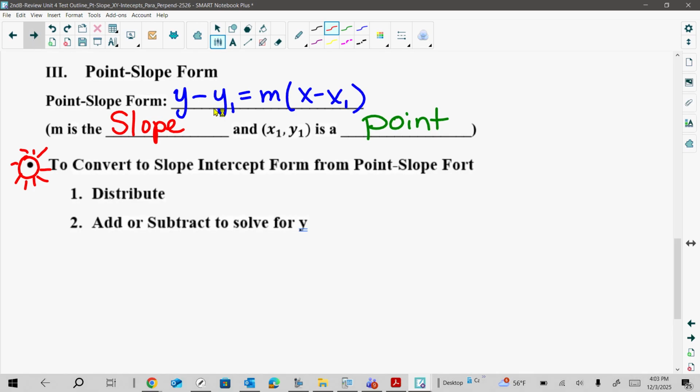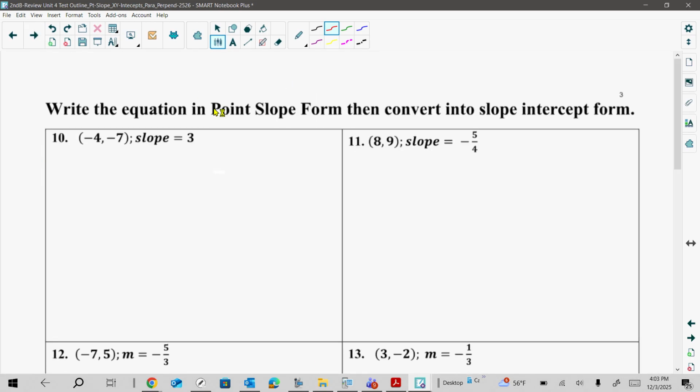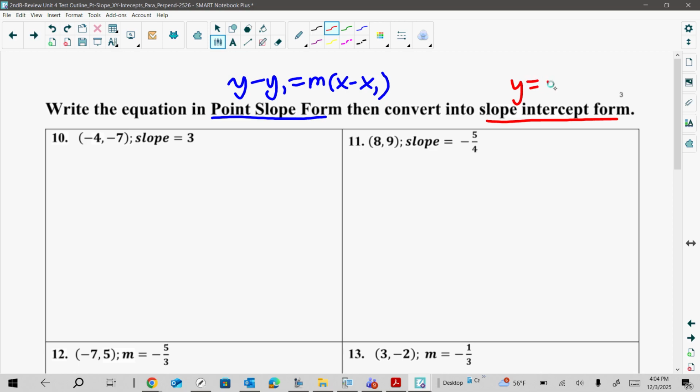All right, so on our next page here for number 10, since they want you to write the equation in point slope form, so that is the y minus y1 equals m parentheses x minus x1. But then it says right here, then convert to slope-intercept form. So that is our y equals mx plus b. Okay, so this is when we have to distribute and solve for y.